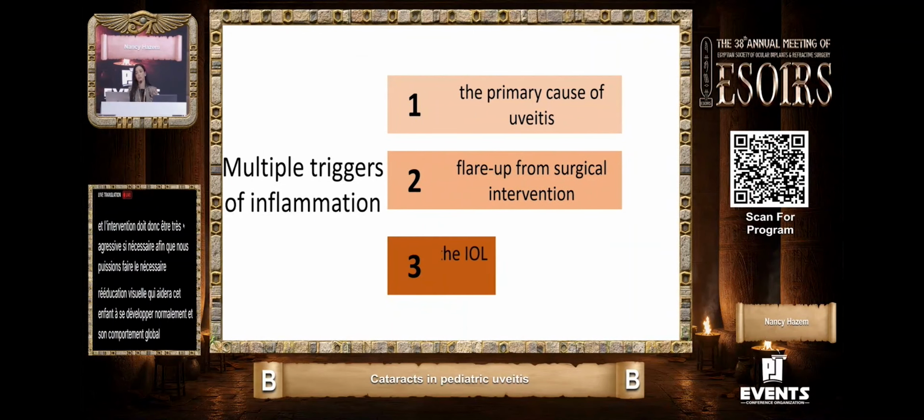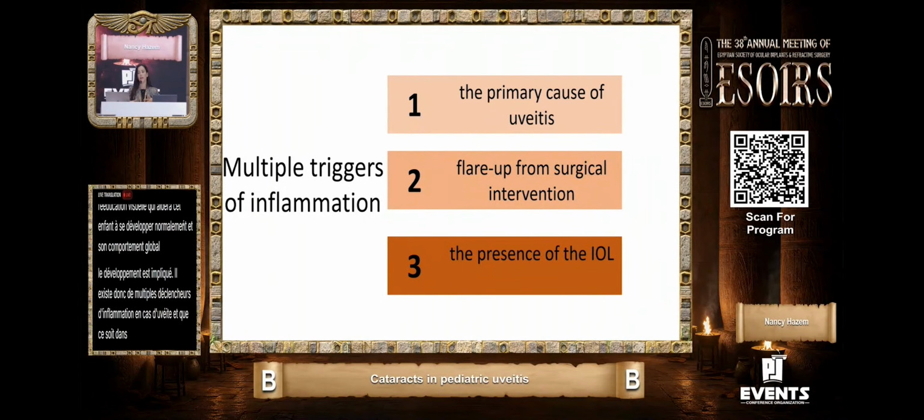So there are multiple triggers of inflammation in cases of uveitis, whether in pediatric or adult age. I usually tell the patient, we are going to light a fire and then keep putting it out after the cataract is finished. So we have here more than one source of inflammation in cases of pediatric uveitis.